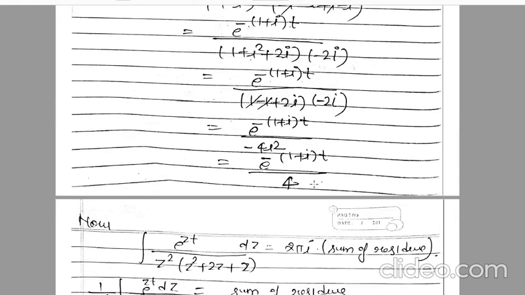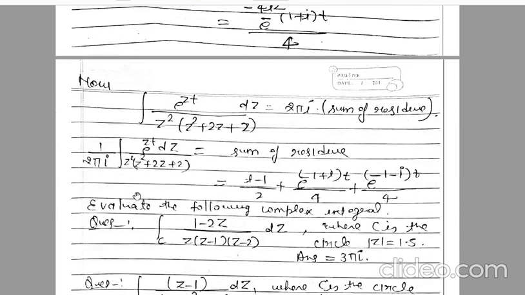Now we have already calculated our residues. Now we need to calculate the integral value. So for the integral value, the Cauchy residue theorem will be applicable. So now by the Cauchy residue theorem, you can write the integration of this one into dz is equal to 2 pi i into the sum of residues, right? So we need 1 upon 2 pi i.